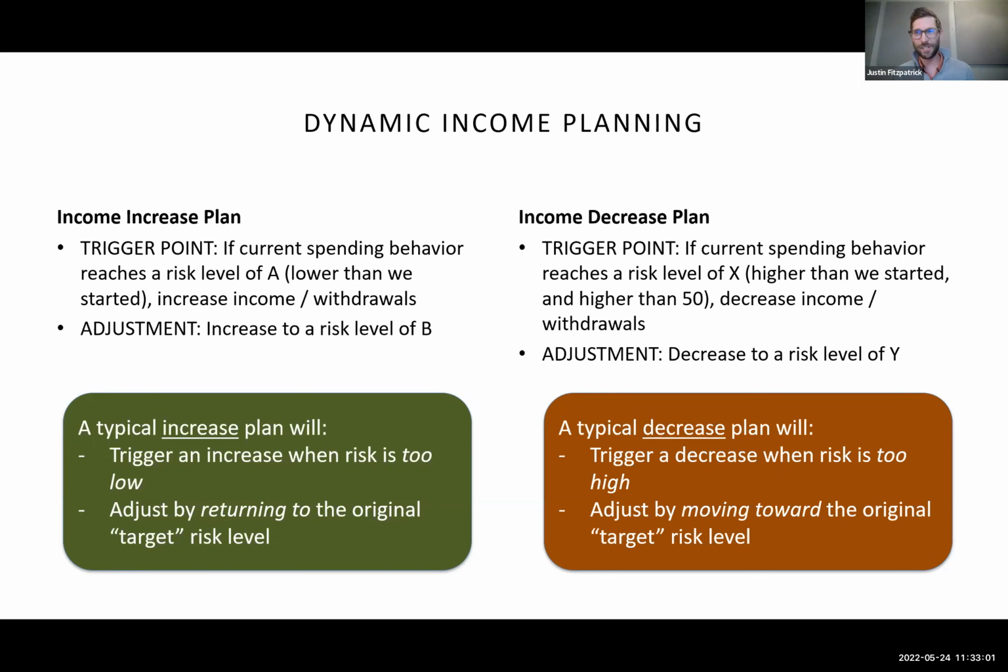The decrease plan says if my current spending behavior reaches a risk of something else, a higher level than we started with, and actually it really should be higher than 50, right? Because we're saying we want it to be more likely than not that we're currently spending too much. So if we're below 50, we're saying, well, it's still more likely than not that I'm fine. So typically you'd want a trigger point higher than 50, and we're going to adjust in some way. Maybe it's back to our original risk level, but more likely it's stepping back a little bit and then seeing. We may have several decreases, or it may be that one decrease is enough and we wouldn't want to have overreacted.